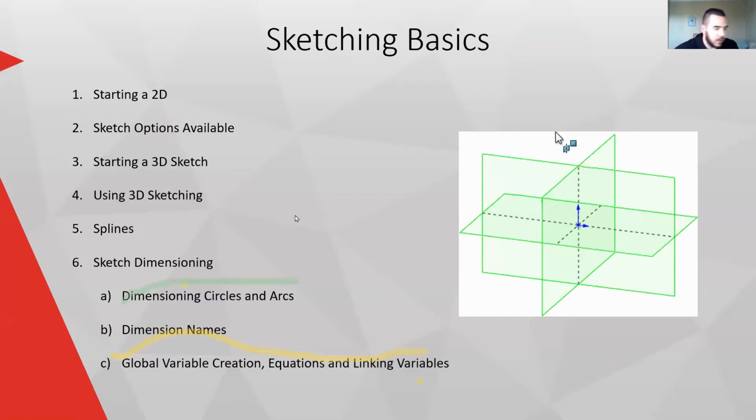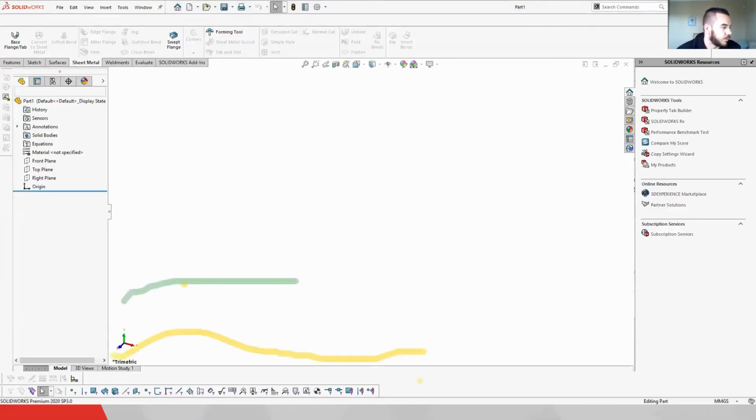Okay, and then also I'm going to show some splines and some sketch dimensioning, how you can actually dimension between arcs and circles, how you can click and create variables. So we'll just go and look at all of those basic ones for you. Okay, let's jump straight into it. Again, if you have any questions, feel free to ask the questions throughout the webinar, and we'll also have a question and answer session at the end of the webinar.